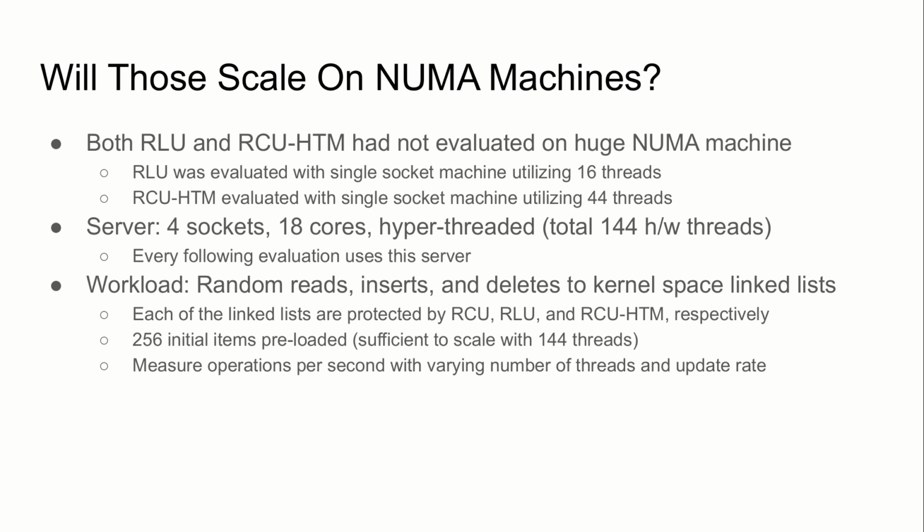With these state-of-the-art schemes, neither RLU nor RCU-HTM had been evaluated on a huge NUMA machine, but only on single-socket machines utilizing 16 threads and 44 threads. Therefore, we prepared an evaluation server utilizing 4 sockets. In each socket, there are 18 physical CPU cores, and hyperthreading is enabled. Therefore, in total, there are 144 hardware threads. Also, please note that every following evaluation also uses this machine. For the evaluation workload, we use random reads, inserts, and deletes to kernel space linked lists, which are protected by RCU, RLU, and RCU-HTM. We also populate 256 initial items to provide sufficient data parallelism.